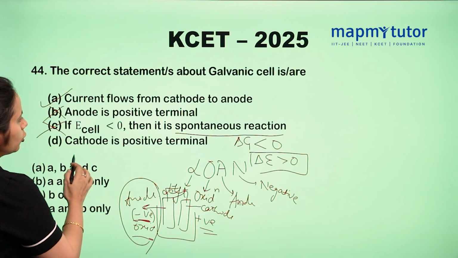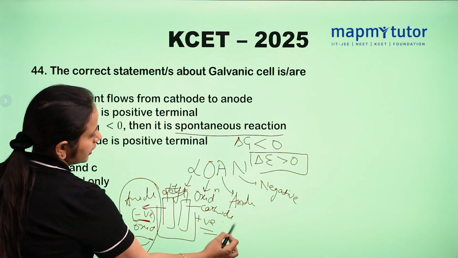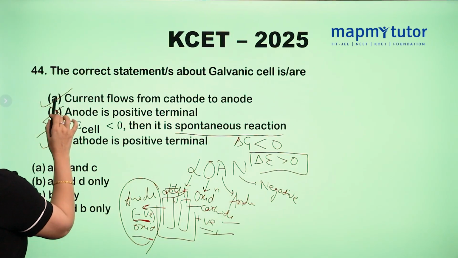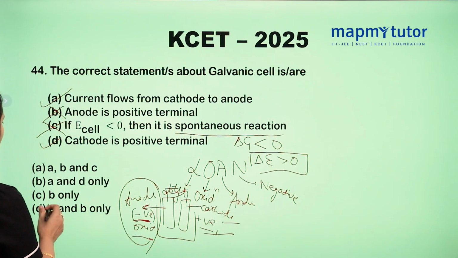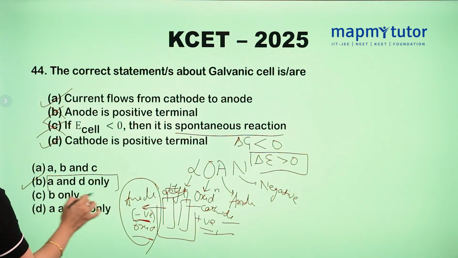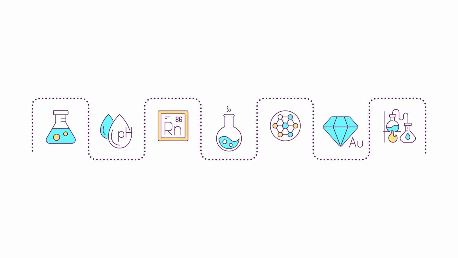Okay. And cathode is a positive terminal. This is right. Cathode is a positive terminal. So A and D is the right option. Is there anything? Yeah. B option. A and D only. Okay.